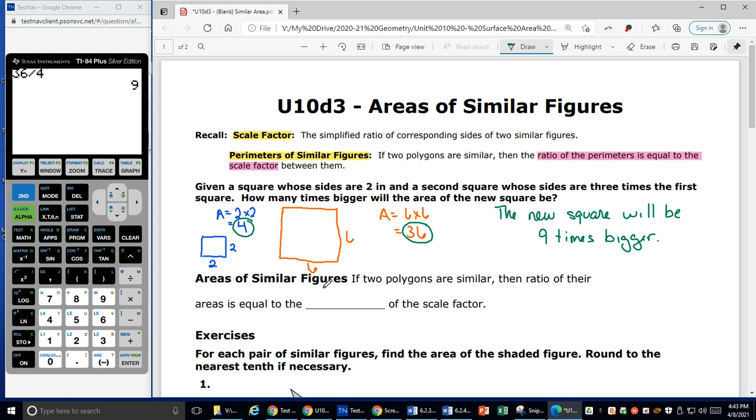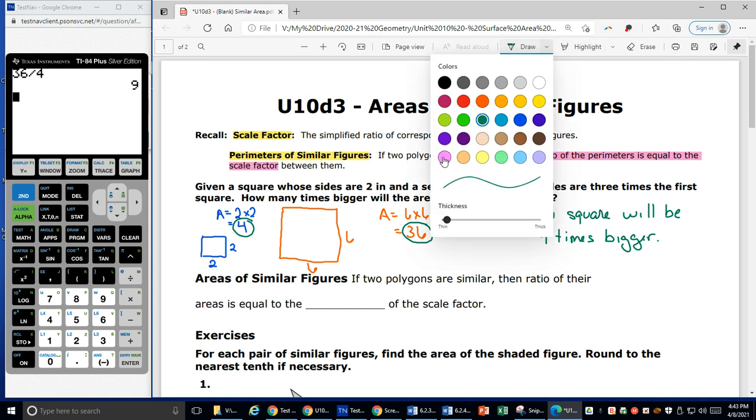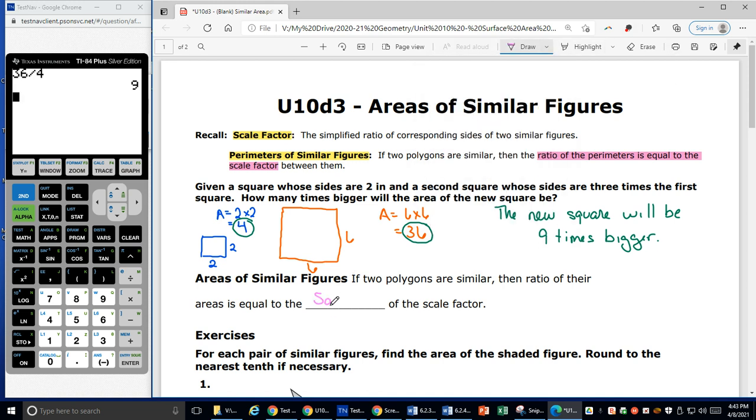And that's because, when we look at the areas of similar figures, if two polygons are similar, the ratio of their areas is equal to the square of the scale factor. So when I multiply everything by 3, my scale factor becomes 3 to 1 because this one is 3 times bigger. So 3 to 1, and then I square the 3, 3 times 3, and I get 9.